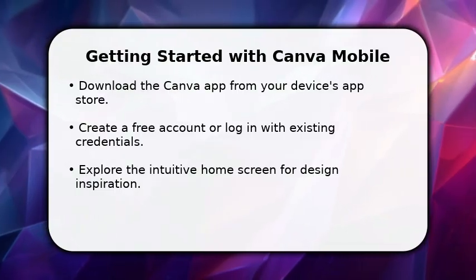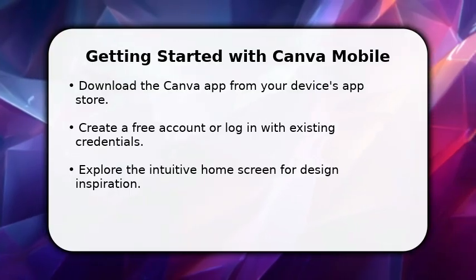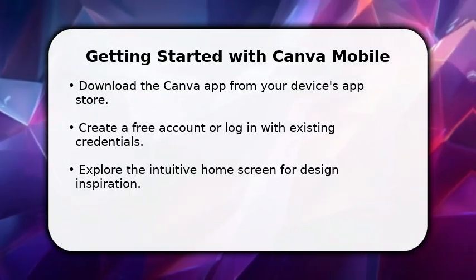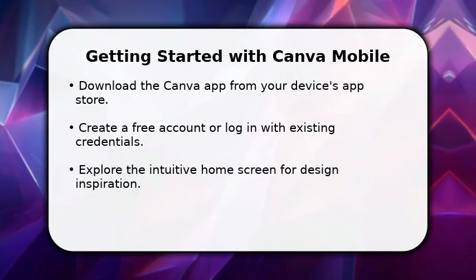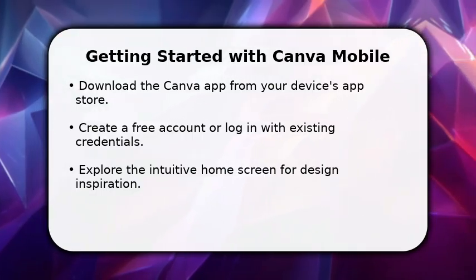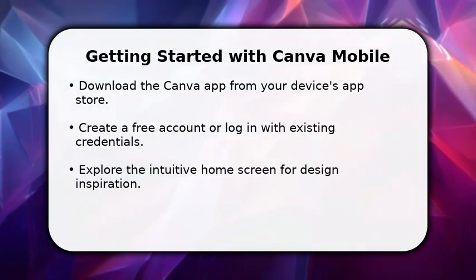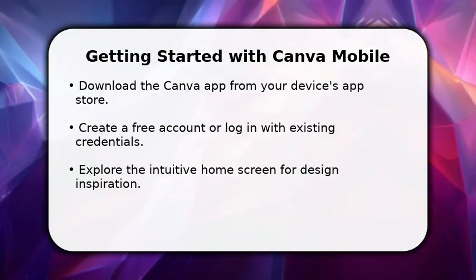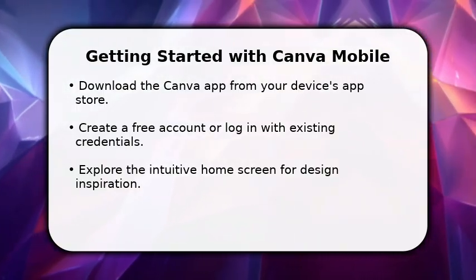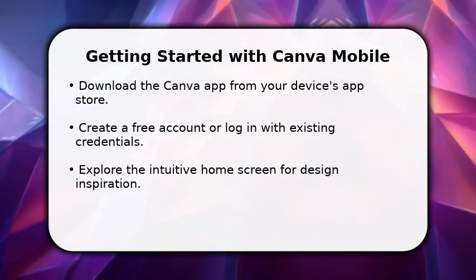In this video, I will show you how to use the Canva app on your mobile device. First, download the free Canva app from your phone's App Store, whether it's the Apple App Store or Google Play. Once installed, open the app and either create a new account using your email or social media, or simply log in if you already have one.